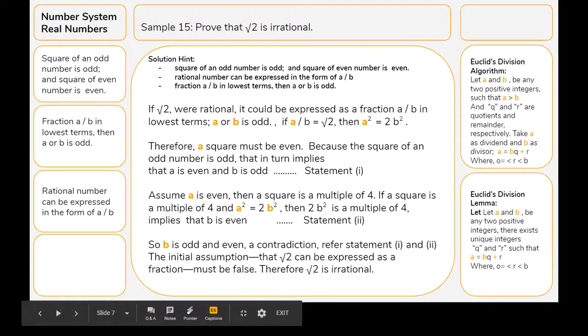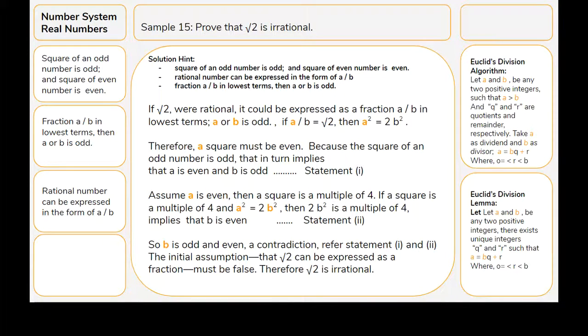On the other hand, if a is even, then a square is a multiple of 4. If a square is a multiple of 4 and a square equals 2b square, then 2b square is a multiple of 4, and therefore b square is even. And so is b. So b is odd and even. A contradiction. The initial assumption must be false. Therefore, square root 2 is irrational.